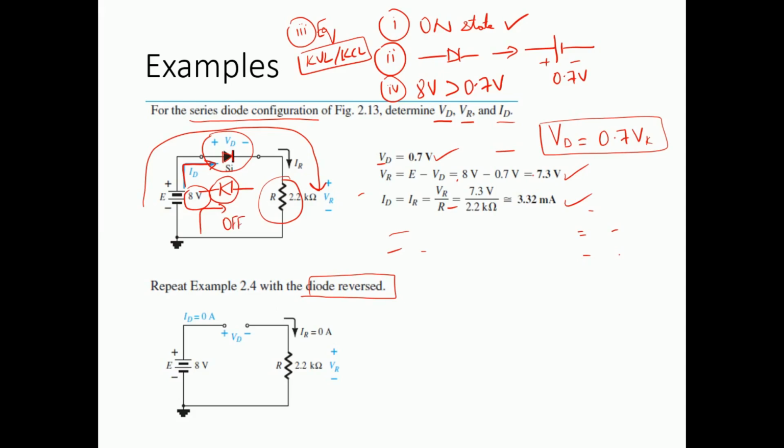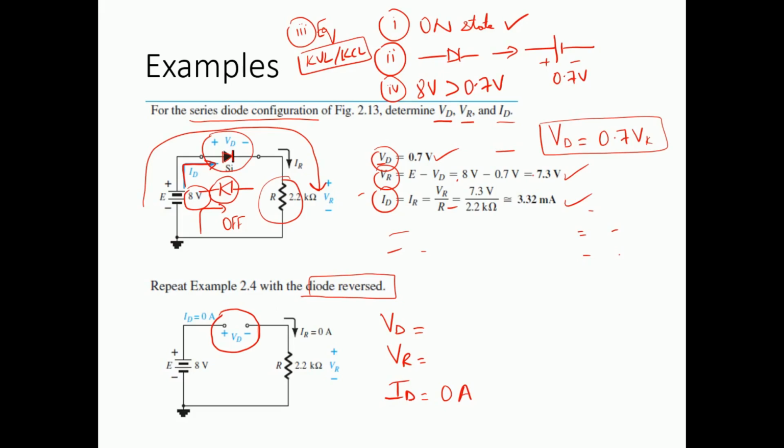Since it is in the off state, we can replace the diode with an open circuit. Once we do that, what is going to be the value of VD, VR and ID for the second scenario when the diode is reversed? We know that when we have an open circuit, the current is unable to flow because there is a gap, so automatically the current will be 0 amps.